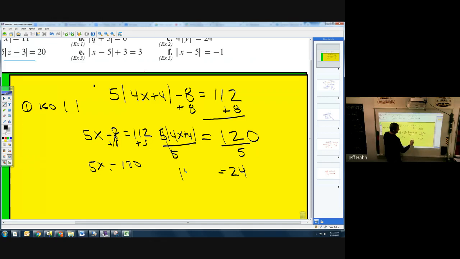Now I'm left with the absolute value of 4x plus 4, which looks a lot like a 1, but it's not. Okay, so here, ladies and gentlemen, is the time we pause for reflection.